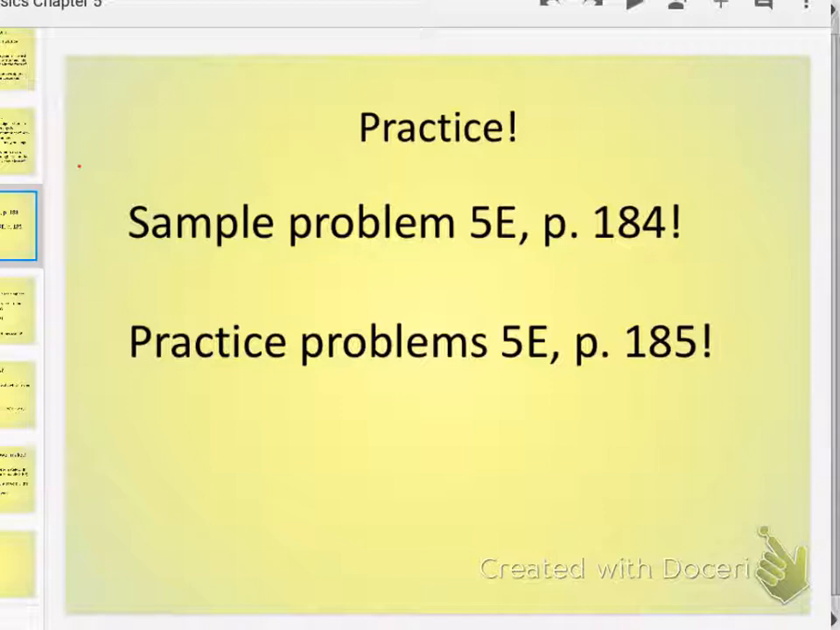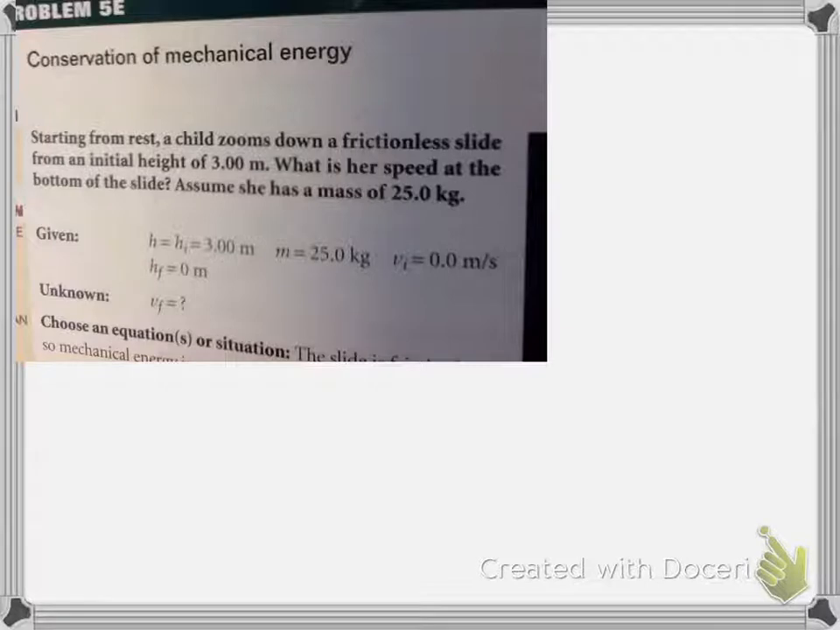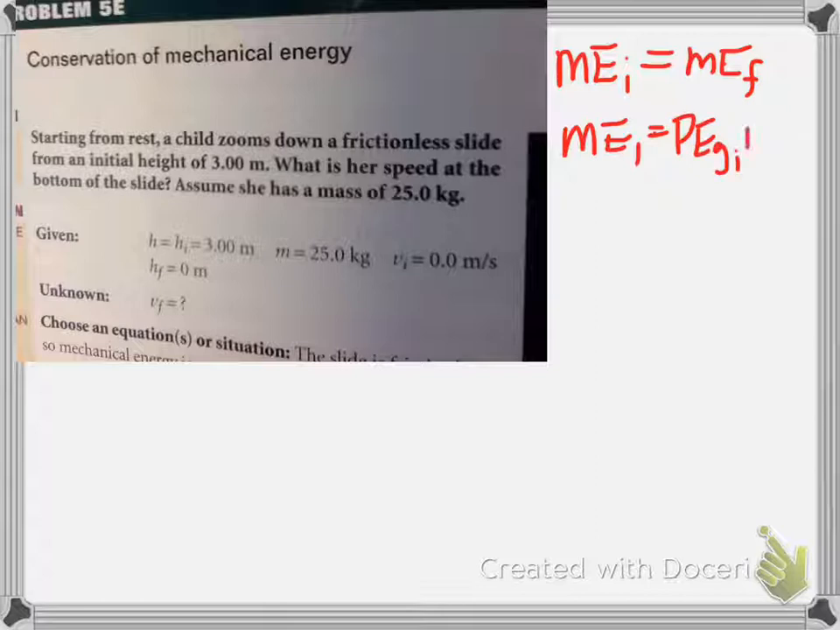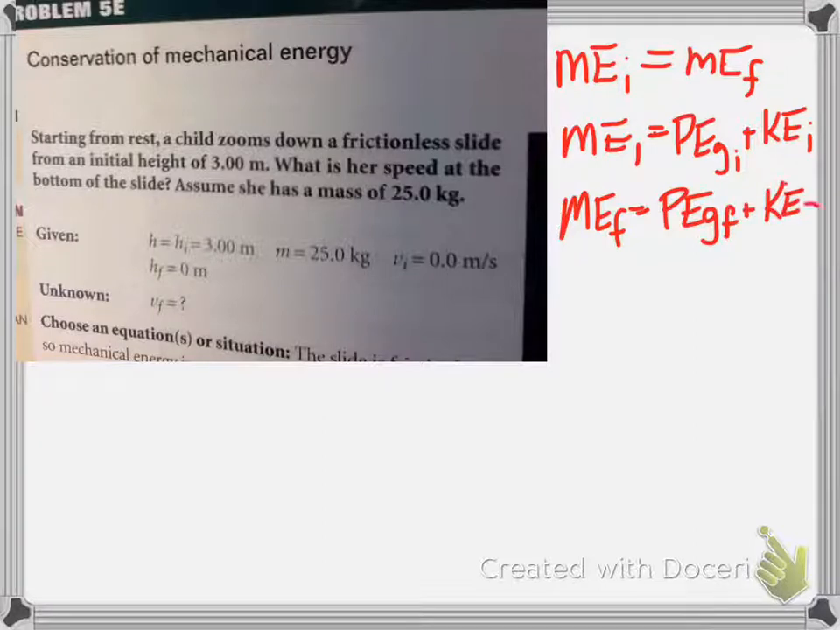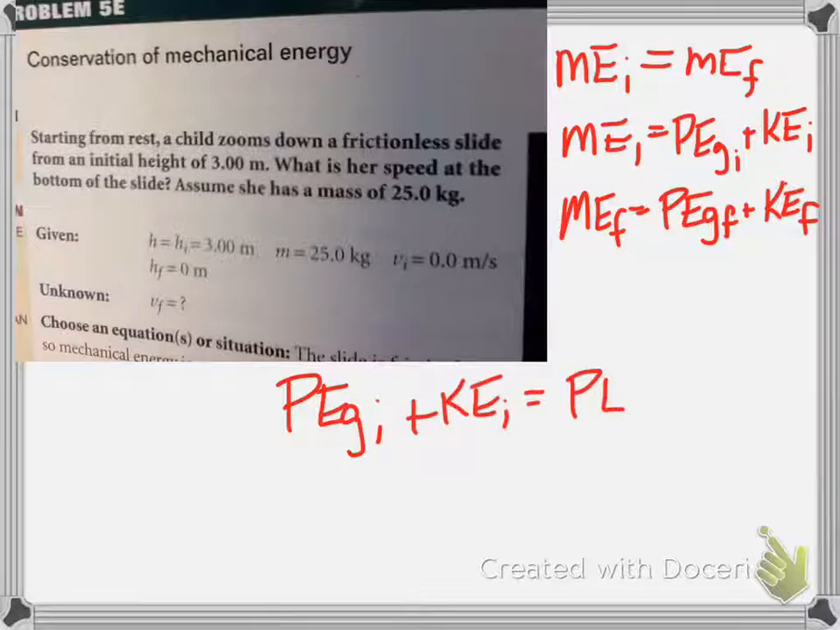What does using this allow us to do? Well, we're going to look at that. Page 184, sample problem 5E. So what we are using is the conservation of mechanical energy, which says that MEI equals MEF, which means we should probably define what MEI is. Mechanical energy initial is equal to her potential energy due to gravity initial plus her kinetic energy initial, and MEF is equal to her potential energy due to gravity final plus her kinetic energy final. Okay, seems straightforward enough. What that means is we're setting these things equal. So potential energy due to gravity initial plus kinetic energy initial is equal to the potential energy due to gravity final plus the kinetic energy final.